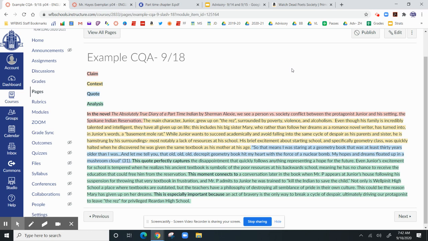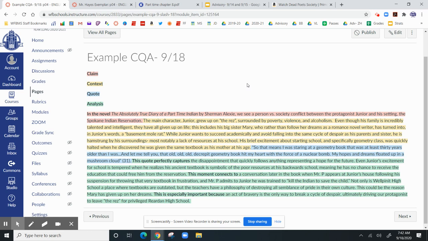Now the most important part, the analysis, and you can see here I've done some sentence stems in bold. You can use these if you want. Feel free to use the same sentence stems I did if you'd like. "This quote perfectly captures the disappointment that quickly follows anything representing a hope for the future." Now I'm getting into my reader's voice, right? I'm trying to sell this argument to my reader. So now I'm explaining to the reader why I chose that quote, why I think it's so important.